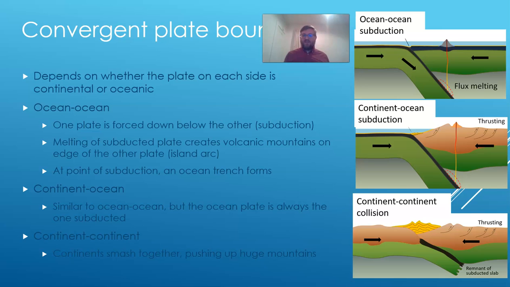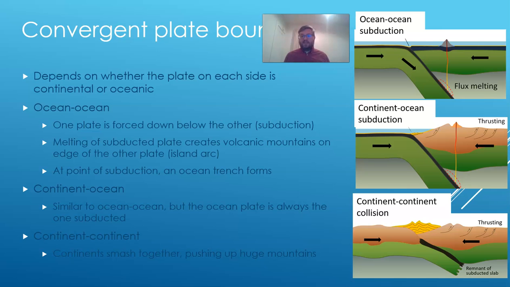And if these plates are covered in water, as the term oceanic crust would suggest, those volcanoes might eventually stick up out of the water and give you an island arc. So if you get a string of volcanic islands, then you are looking at a place where there's an ocean-to-ocean convergent plate boundary going on.